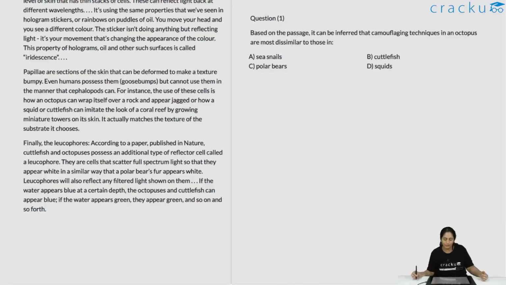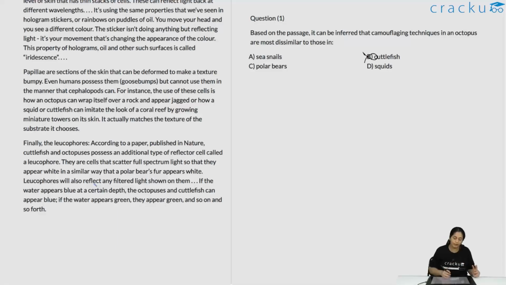So the first question is, based on the passage, it can be inferred that camouflaging techniques in an octopus are most dissimilar to those in sea snails, cuttlefish, polar bears and squids. We have to find the most dissimilar. Cuttlefish is mentioned 2 times, saying that they are like cuttlefish in the fact that they have leucophores, and they are like cuttlefish in the fact that they use papillae. So cuttlefish and octopuses use 2 of the same mechanisms to camouflage themselves. So they are not dissimilar at all. They are fairly similar. So I can directly eliminate cuttlefish.